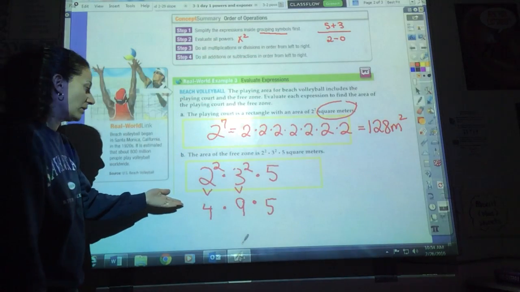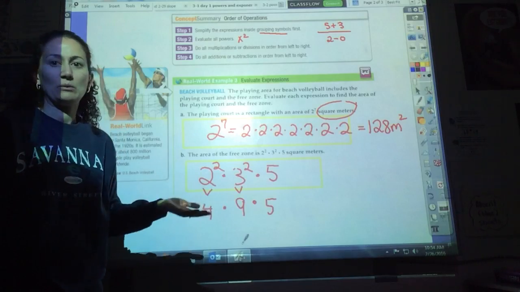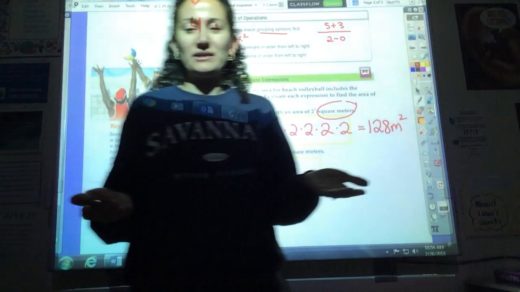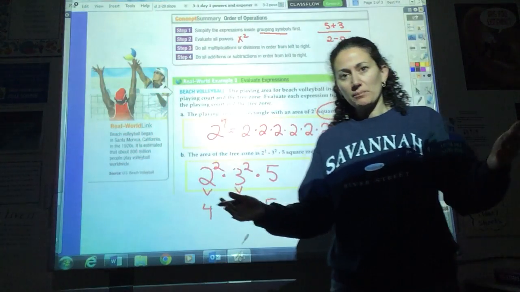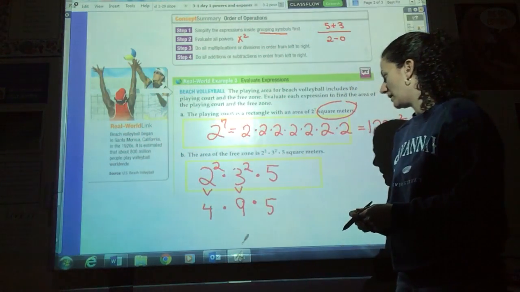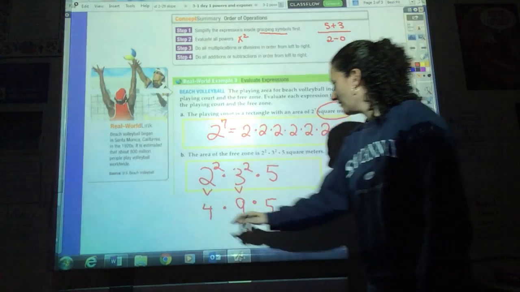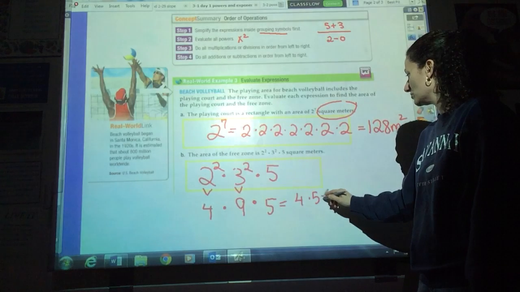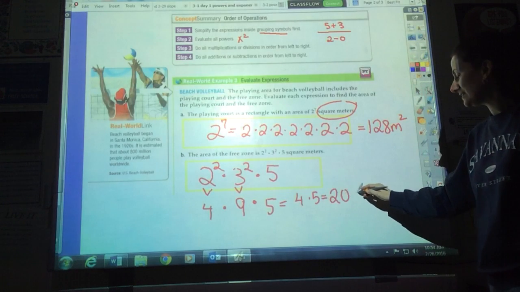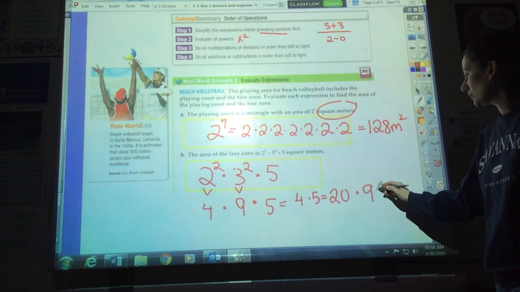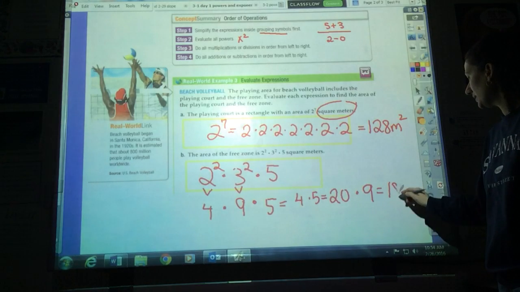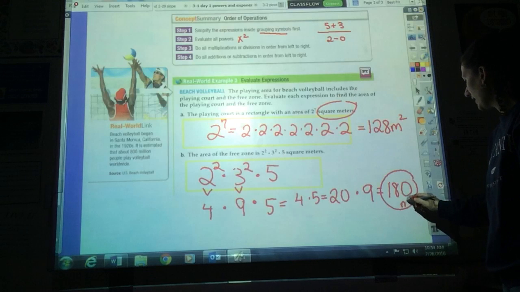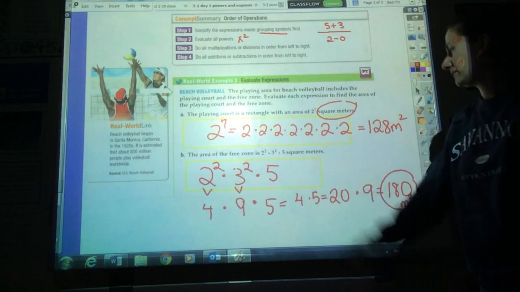At this point now, we can multiply in any order that we want because order is not important. Remember, the commutative property says when you multiply, you can multiply in any order. So I am just noticing 4 times 5. I'm going to reorder this. 4 times 5 is 20, and that's easier for me to do because now I know 20 times 9 is 180. Okay, so 180 square meters is the area of the free zone.